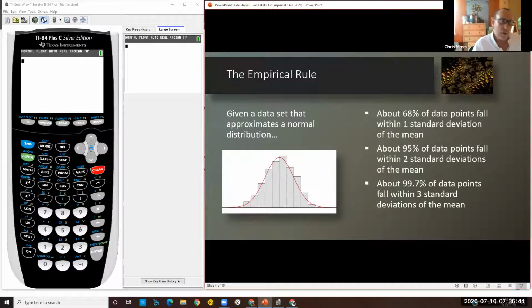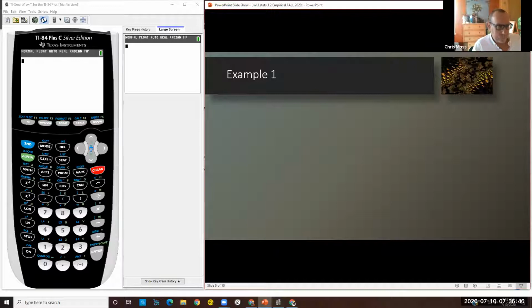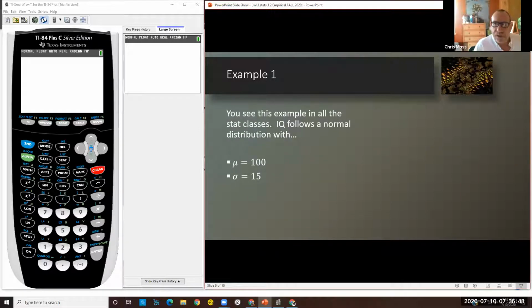How does this get used? Well, here's an example. And you see this in stat classes all the time. IQ follows a normal distribution. The mean IQ for humanity is around 100 IQ points, and the standard deviation is 15 IQ points. Now, the question is, does the empirical rule apply in this case? Well, clearly we stated that the IQ follows a normal distribution.